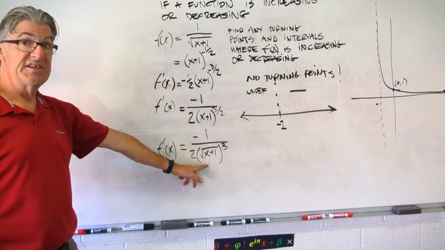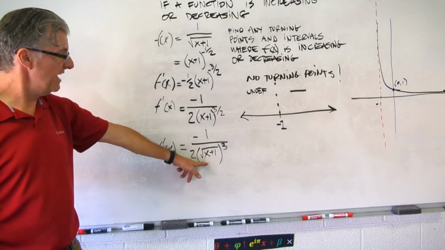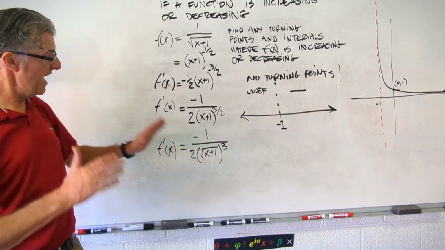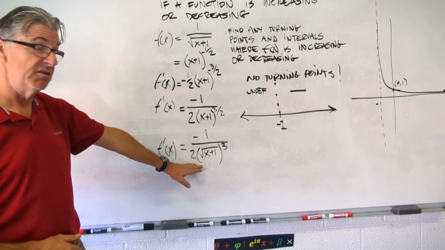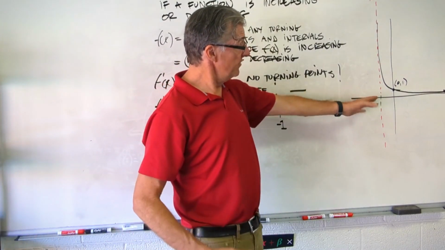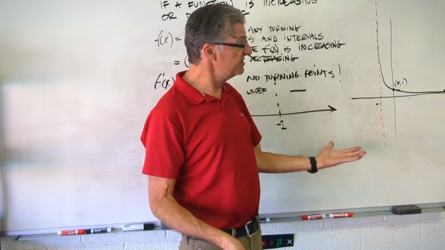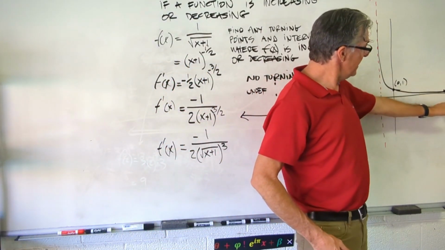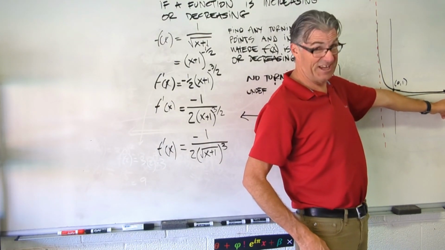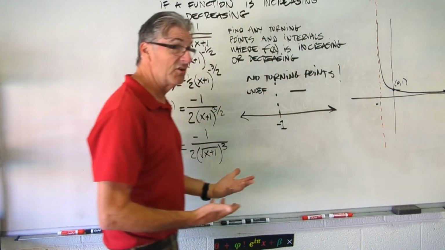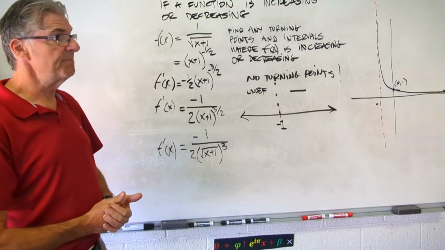Remember, this is the slope of the tangent line at the point. So we had no turning points, no place where the slope is 0. And you can see from the graph, there's really no place where the slope is 0. It's approaching that as this line approaches the x-axis, but it never gets there. So we never have a 0 slope, we never have a turning point.